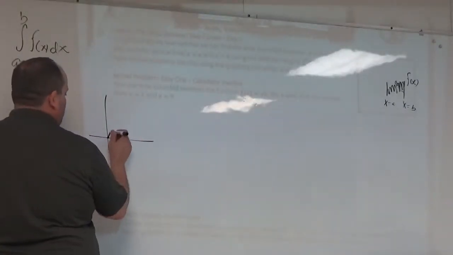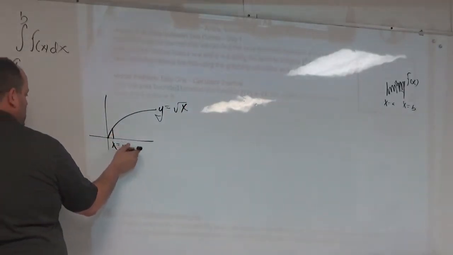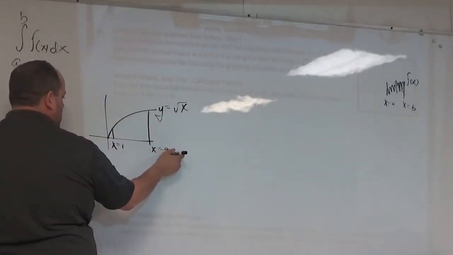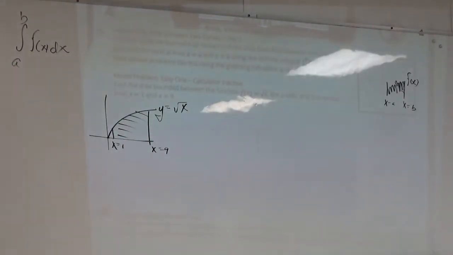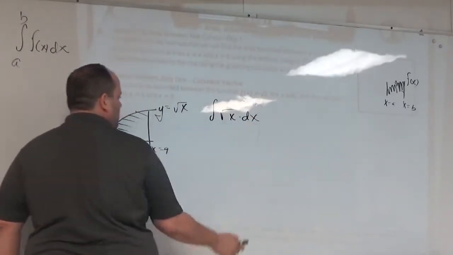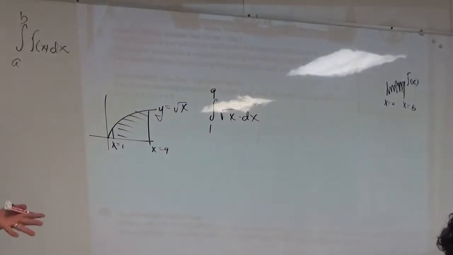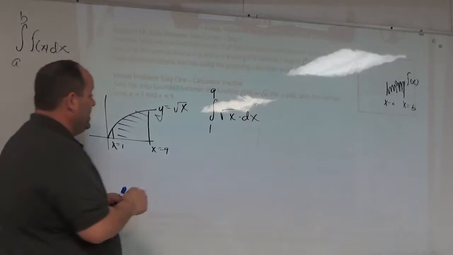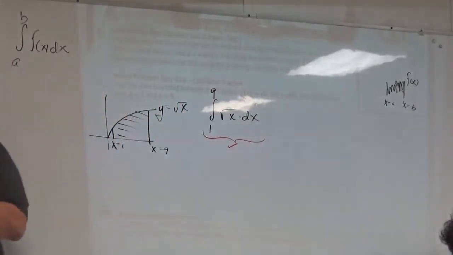Okay, some people have sketched it and they said, okay, here's the square root of x, here's x equals 1, here's x equals 9, that's the area that I want. Your setup is going to be an integral of the square root of x with respect to x from 1 to 9. How many of y'all have this as your setup? Lots of folks. And you know what? That would earn you the first point already. Locked it in.